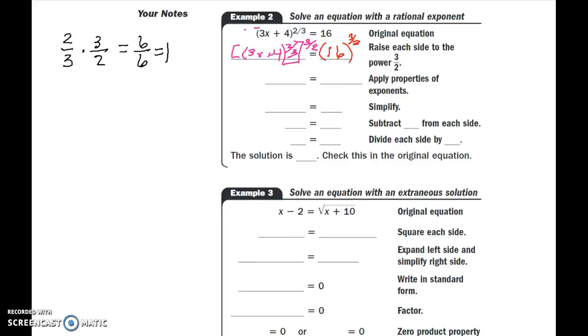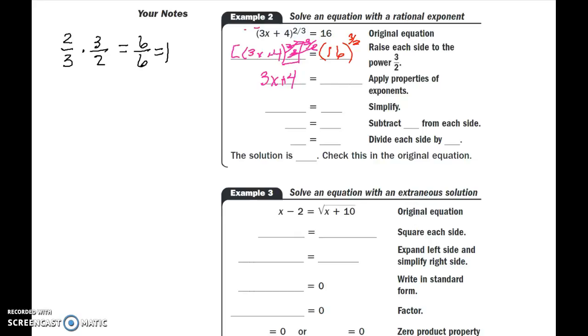So over here on the left, which is kind of a mess, I apologize, but when I raise my power to a power, which is my rule of exponents that I learned, I multiply them. So when I multiply these two exponents, I get 1. So now I have 3x plus 4 to the first power, which is just 3x plus 4. And then on the other side, 16 to the 3/2 power.